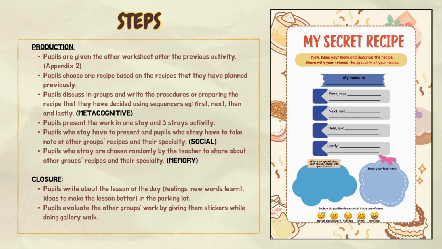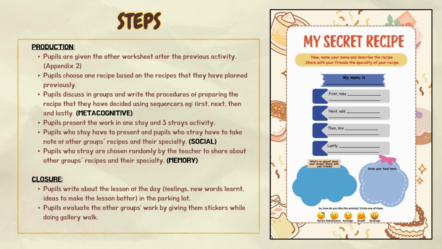At this stage, metacognitive strategy is involved as pupils have to carefully plan their recipes using the sequencers, monitor the procedures that they have planned whether they tally with each other, and evaluate the procedures that they have planned whether it can be understood or comprehended by other people who are reading it.